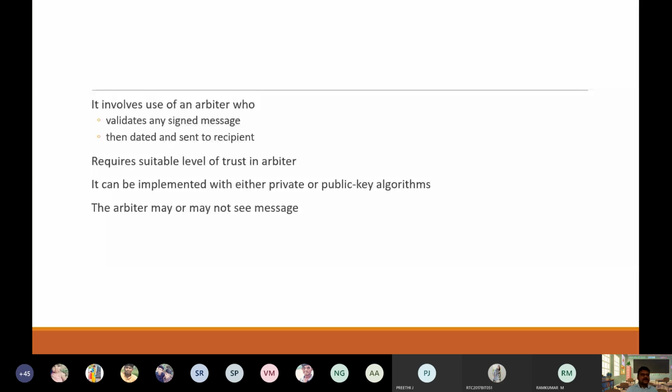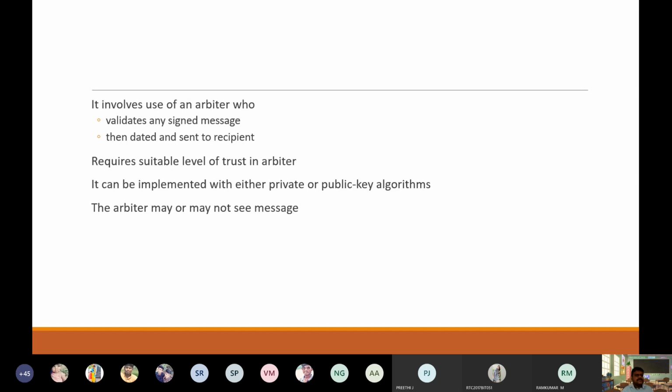So if A sends a message, B just verifies with the third party whether A is a genuine one or not. That is the function of that third party, that arbiter. It can be implemented with either private or public key algorithms.